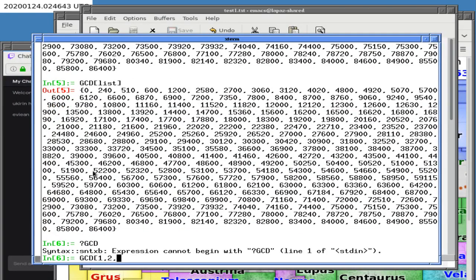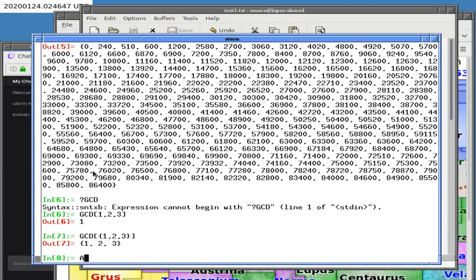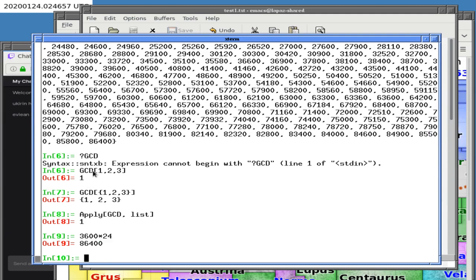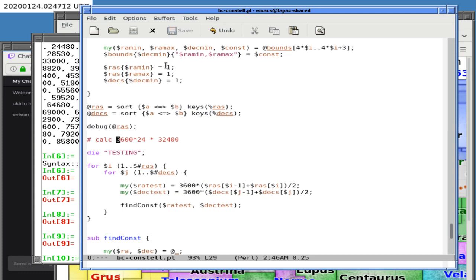Oh. So I cannot do this. However, I should be able to do this. So basically, of all the possible 86,400 values of right ascension, we cannot really skip over any of them, because apparently the greatest common divisor is 1. So if we were to go with this method, we would have to store all 86,400. Okay, now for dec, I think we can do a little bit better than that.